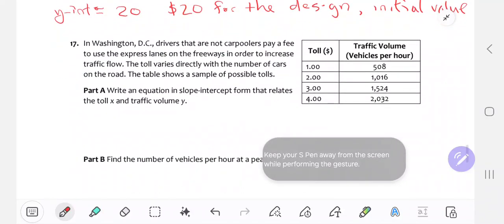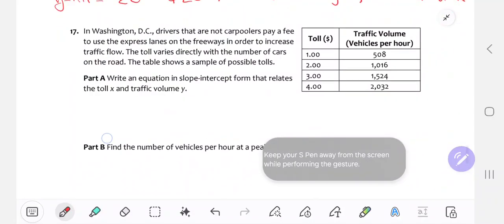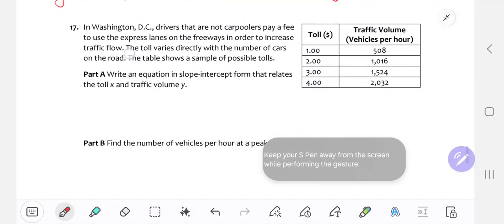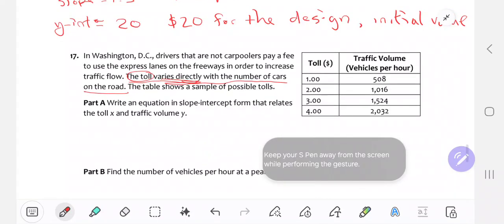All right. On our way, we're getting there. Okay. The toll varies directly with the number of cars on the road. So the toll varies directly with the number of cars on the road.